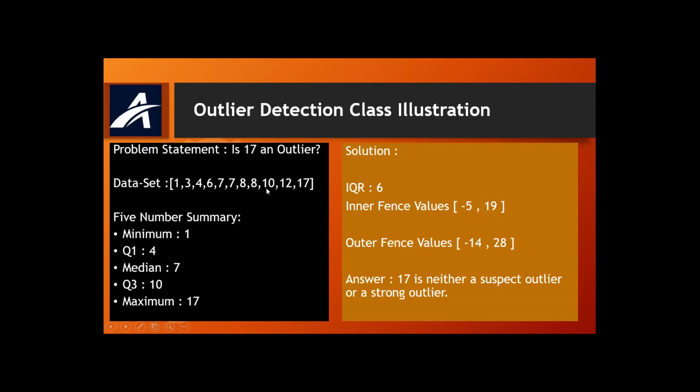And your outer fence then becomes: you add 9, the interquartile range that you calculated, to Q3. 10 plus 9, you get 19. So any value above 19 becomes your mild outlier. The question was, is 17 an outlier or not? Because it falls within the upper fence, 17 is not considered an outlier, but 20 would be considered an outlier in this data set. Does it make sense? Yes, it does.